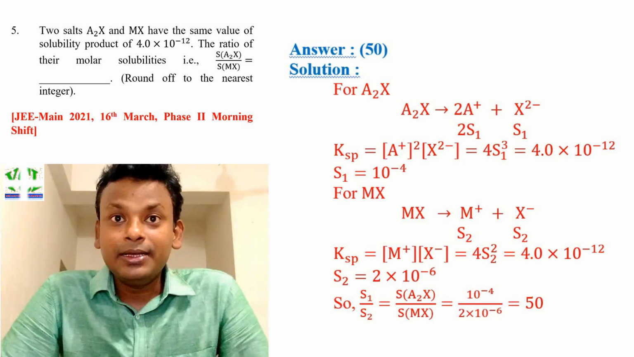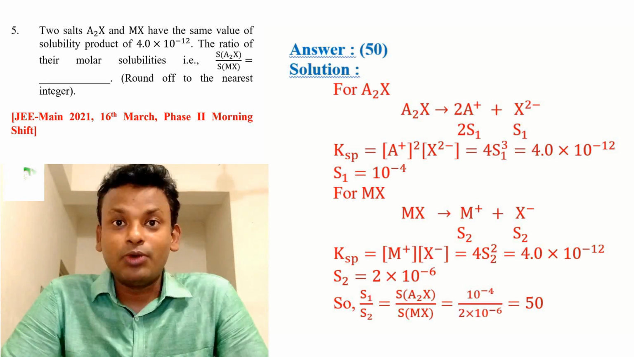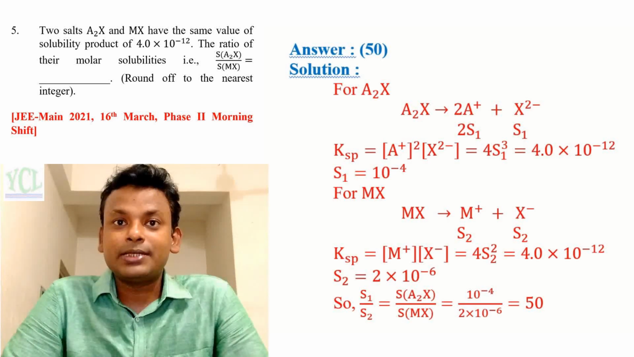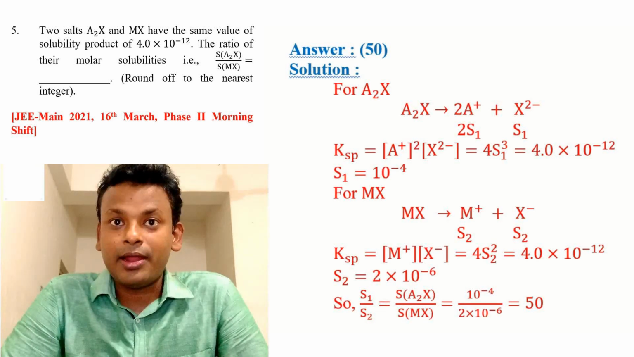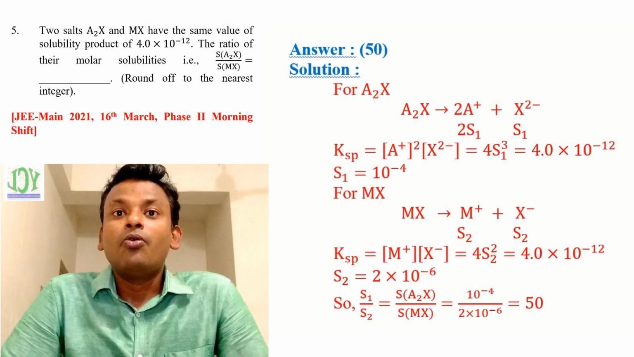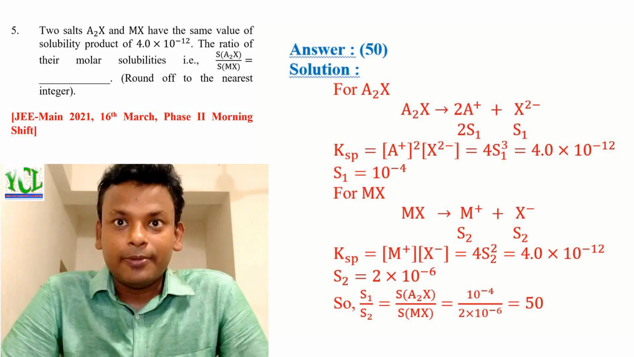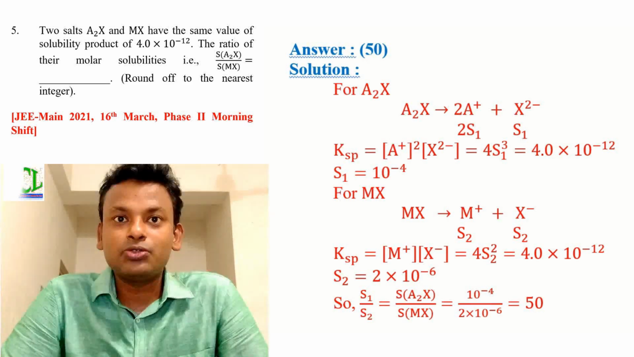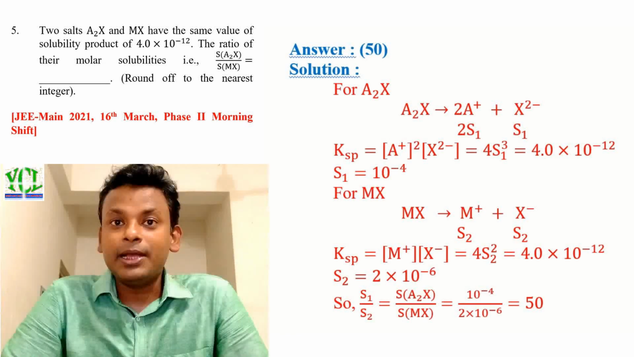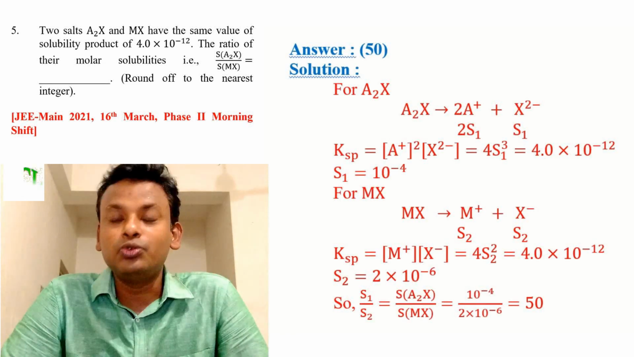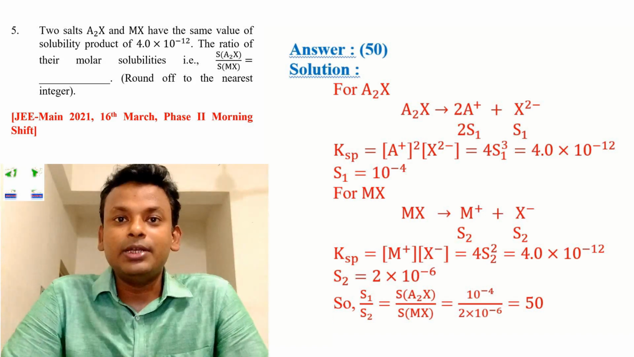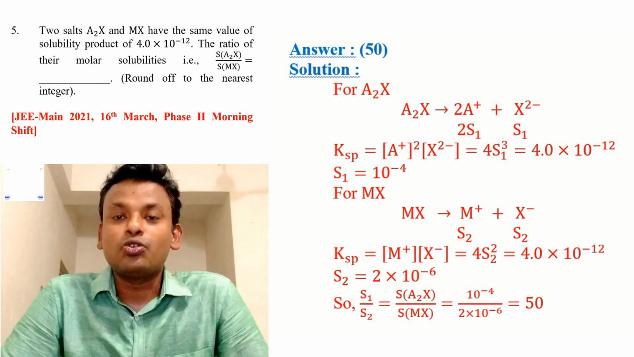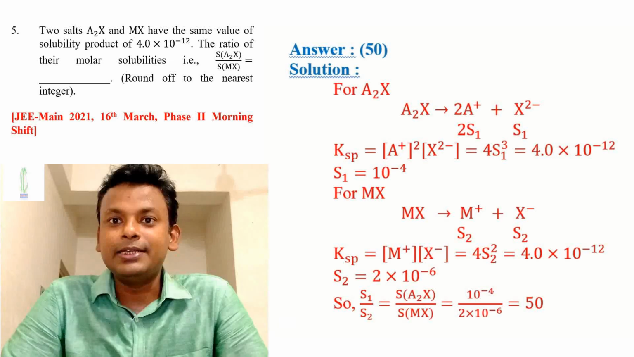Here solubility for A2X is S1, and so 2S1 and S1. And Ksp of A2X equals to [A positive] square and [X2 negative], so 4S1 cube equals to 4.0 into 10 to the power minus 12. So S1 equals to 10 to the power minus 4. For MX, same procedure, S2 equals to 2 into 10 to the power minus 6. So ratio is 10 to the power minus 4 by 2 into 10 to the power minus 6, so equals to 50. So answer is 50.